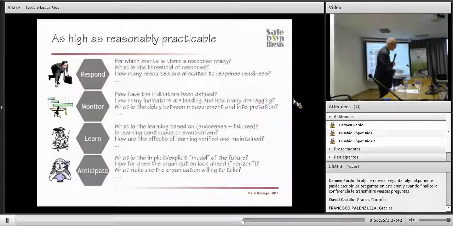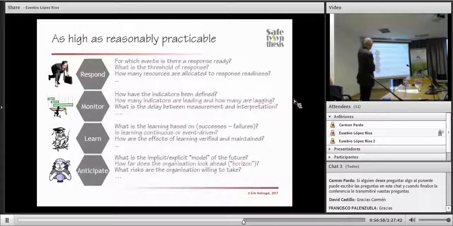So, actually, I have some examples here of standard questions you can ask. I'll just take one question from each. For responding: for which events are we prepared to respond? Because there are always some events that we are not prepared to respond to. Take British Airways, for instance. They were not prepared to respond to a total failure of the IT system.